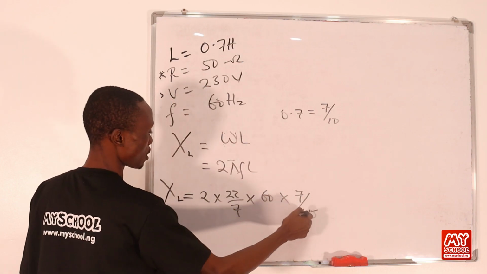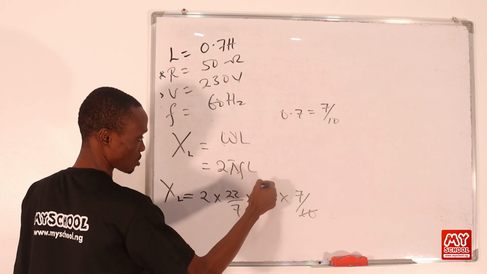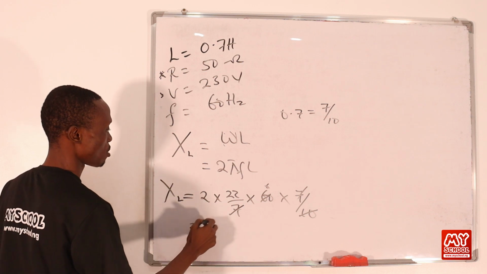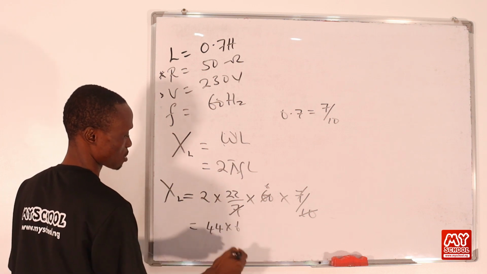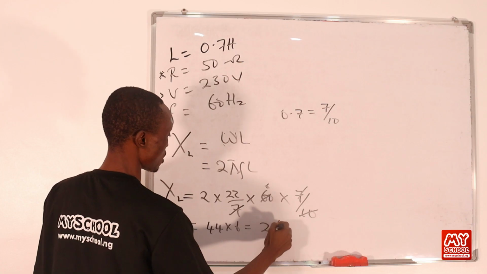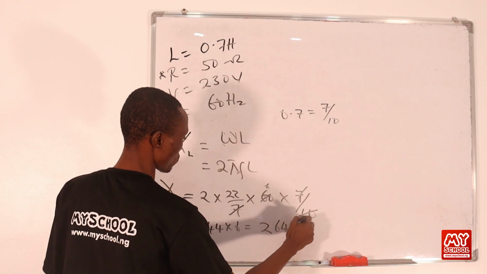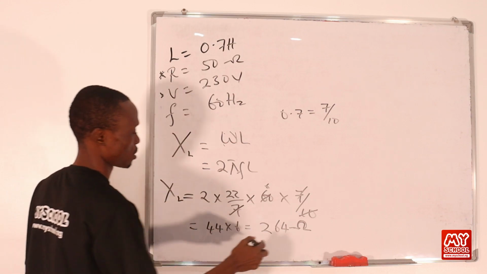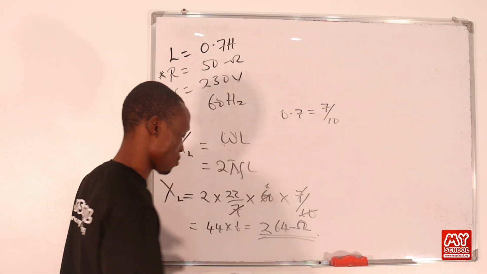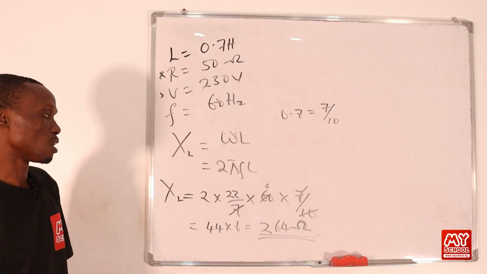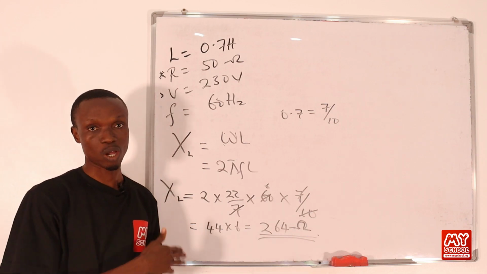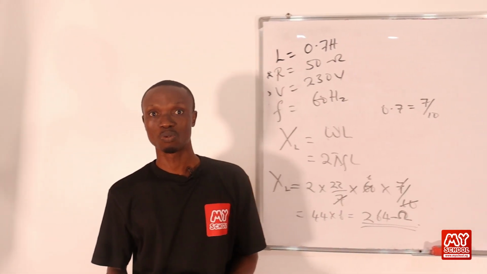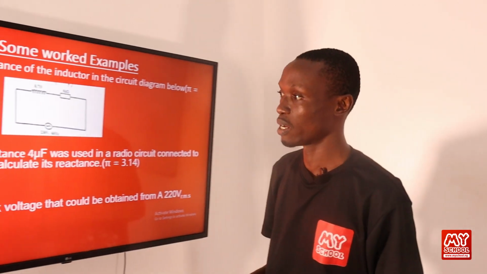Okay, so 10 here is going to cancel out 10 here to give us 6, right? Then 7 we cancel out 7 here, so that we'll be having 44 times 6. And this will be equals to 264 ohms, right? Since we are talking about resistance offered by the inductor. So this is the value of the inductive reactance that we are asked to calculate for this question. So let's return back to the screen to continue with the other examples.